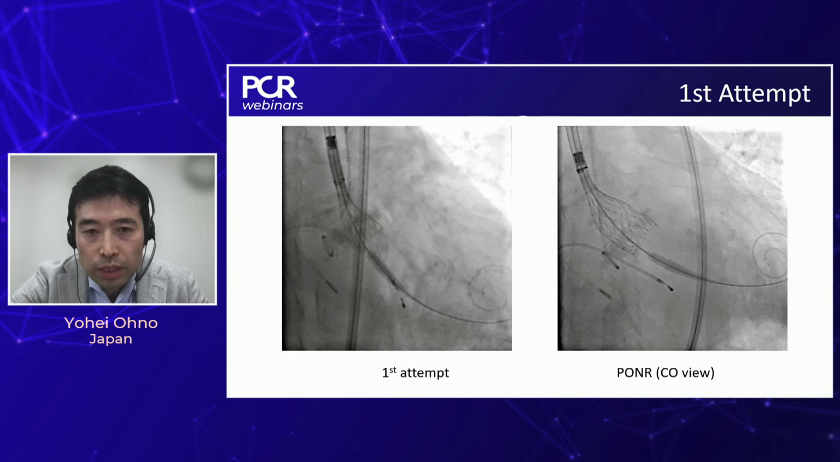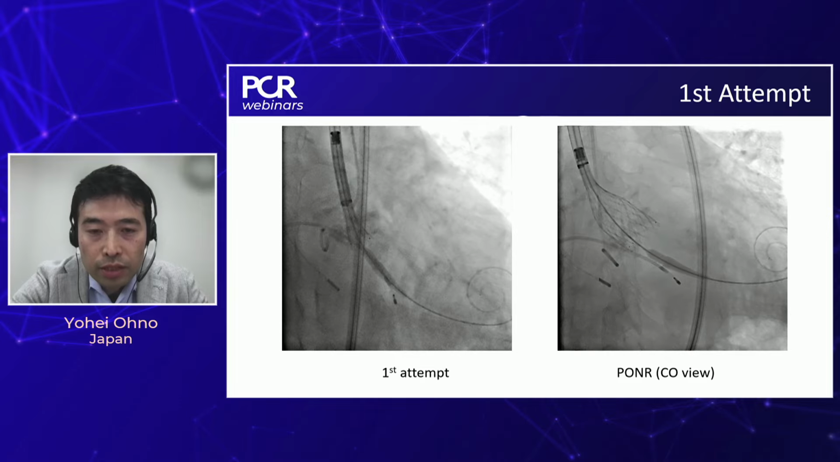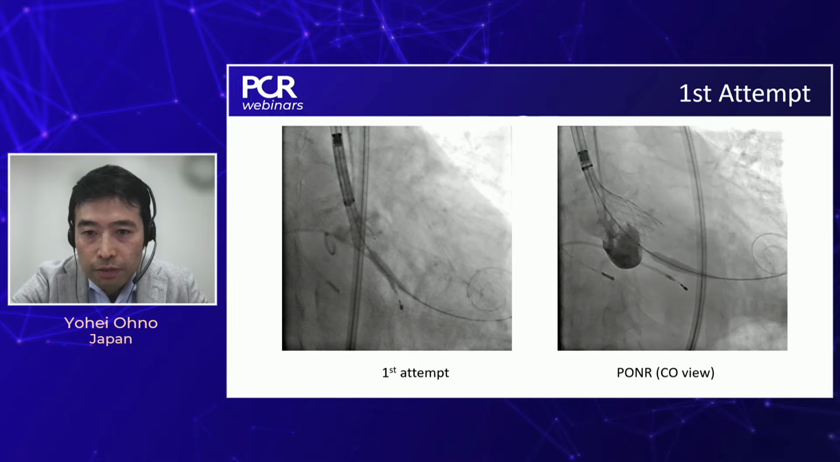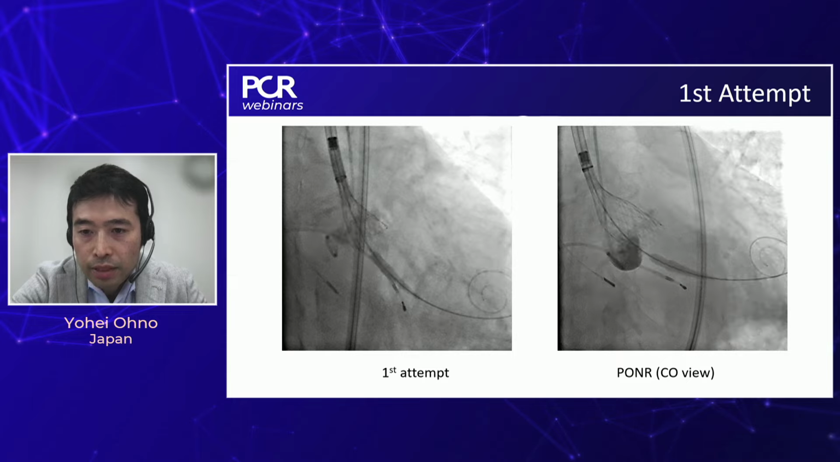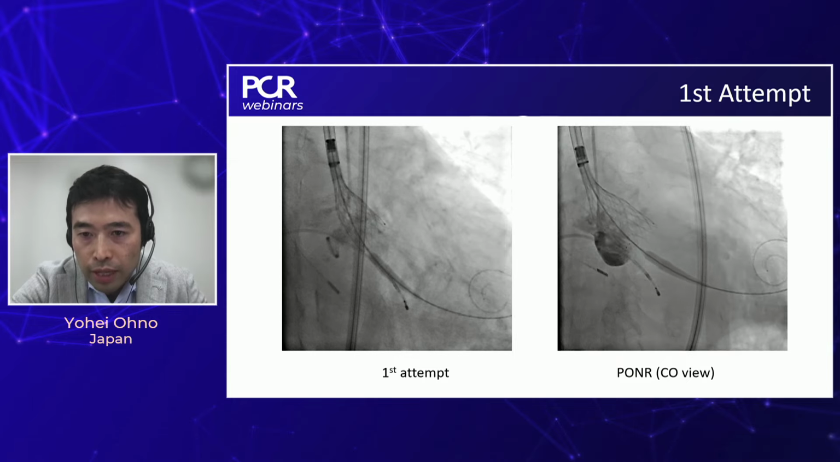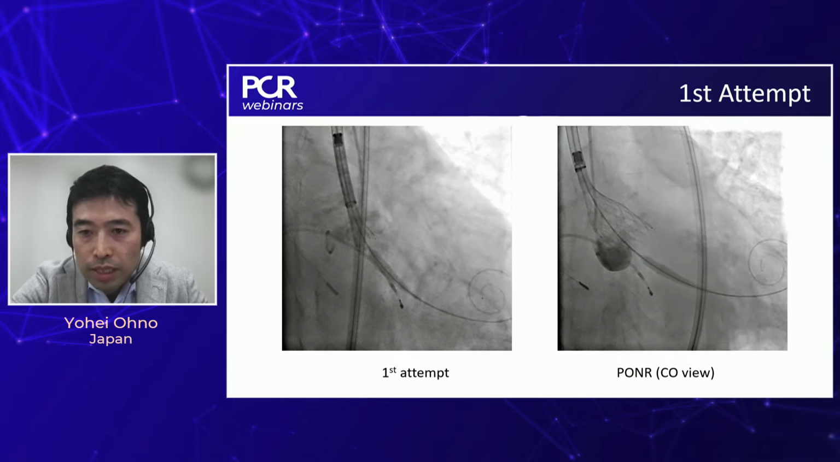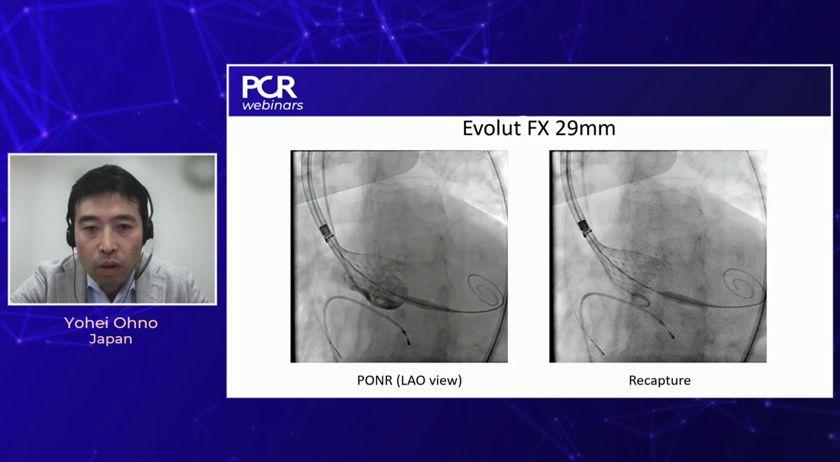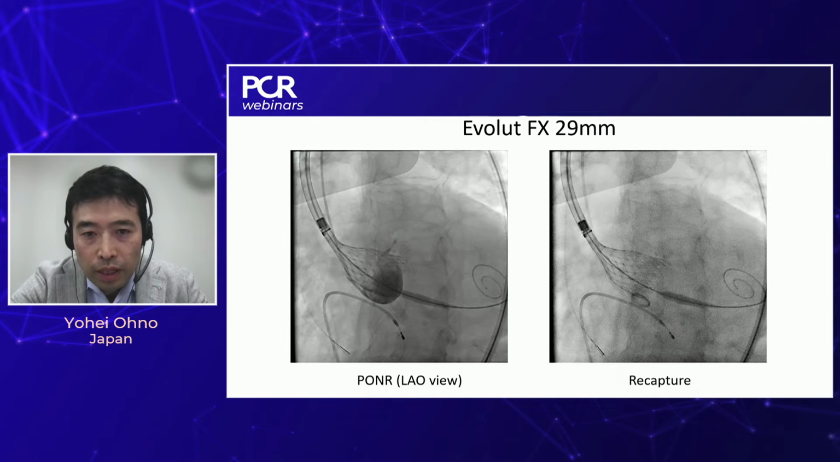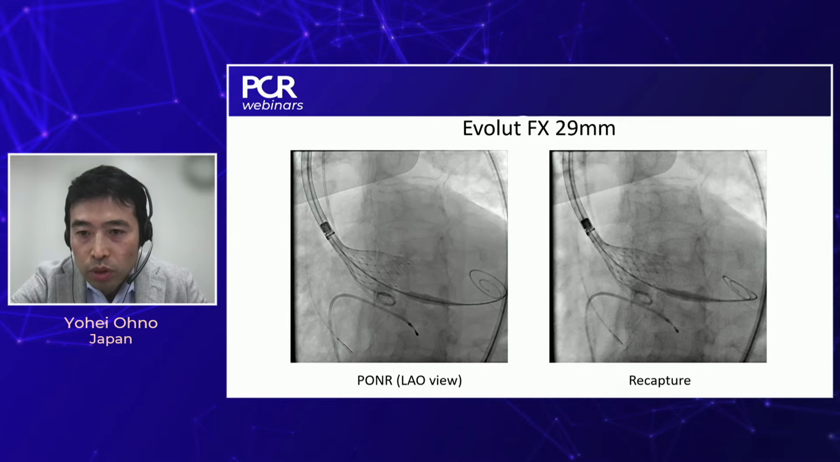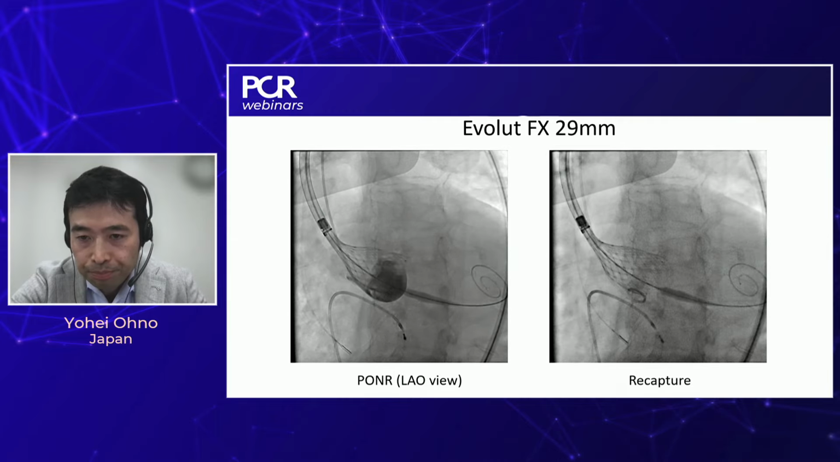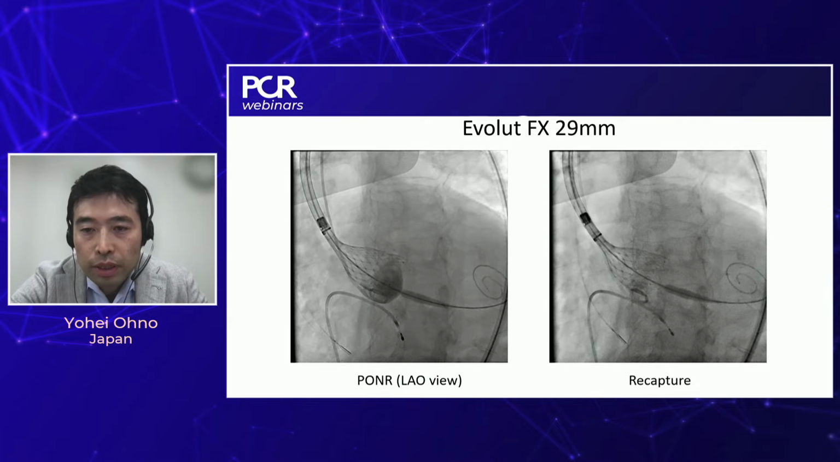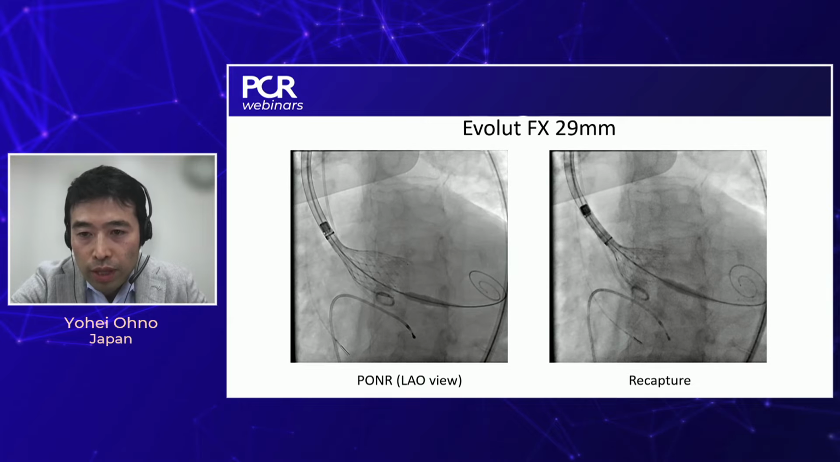So this is the Evolut FX 29 millimeter valve as a first attempt. We intended to implant slightly higher in this specific case, as shown on the right-hand side. This is the cusp overlap view of the first attempt, but we can appreciate it's a little bit too high. Also in the LAO view, we thought that the valve position is too high as a first attempt. So we went for recapture in order to implant the valve slightly lower than the initial attempt.